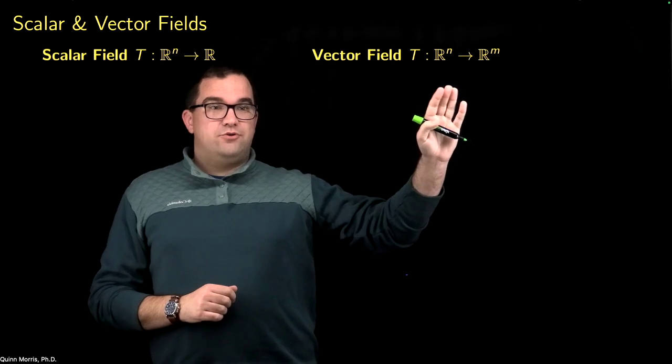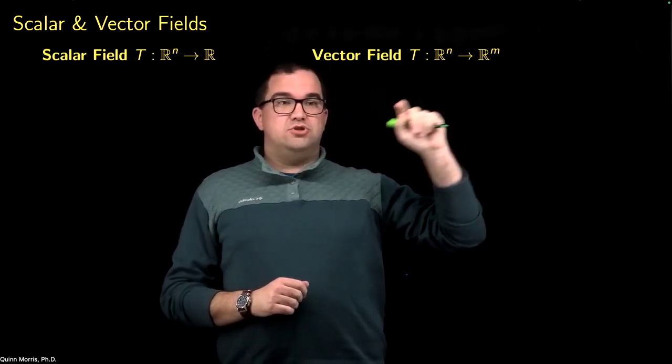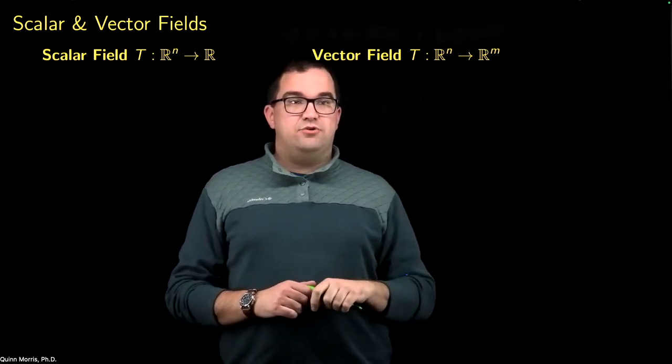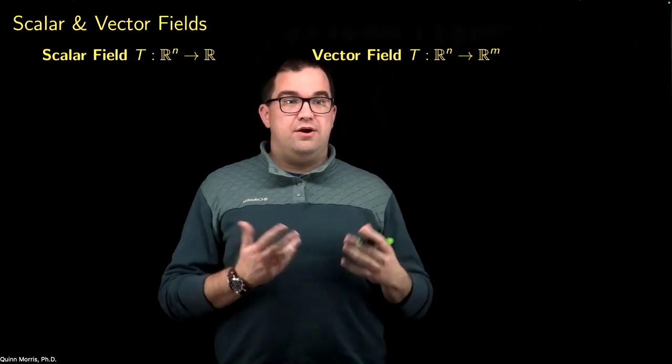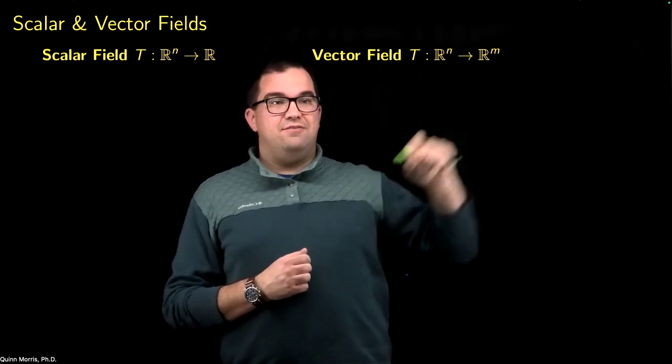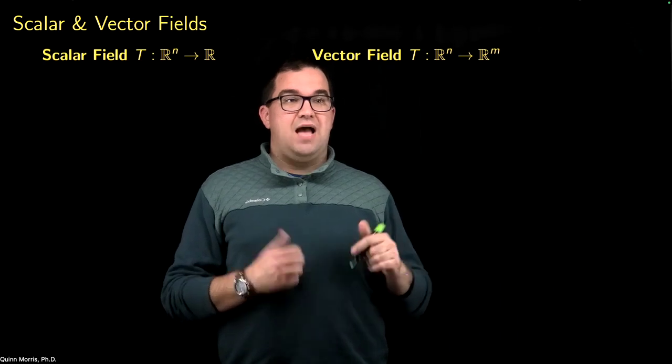When we talk about a vector field, we're again thinking about a function whose input is a vector in Rn or is n variables, but now we're thinking about it having an output which is either a vector in Rm or is m distinct outputs, right?